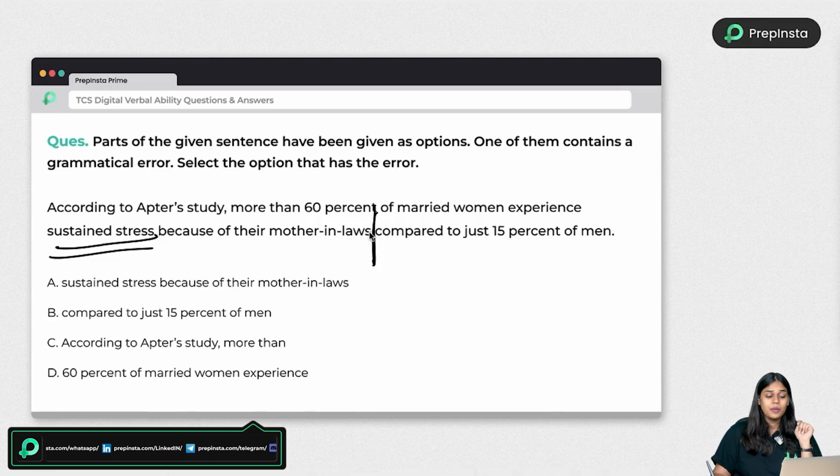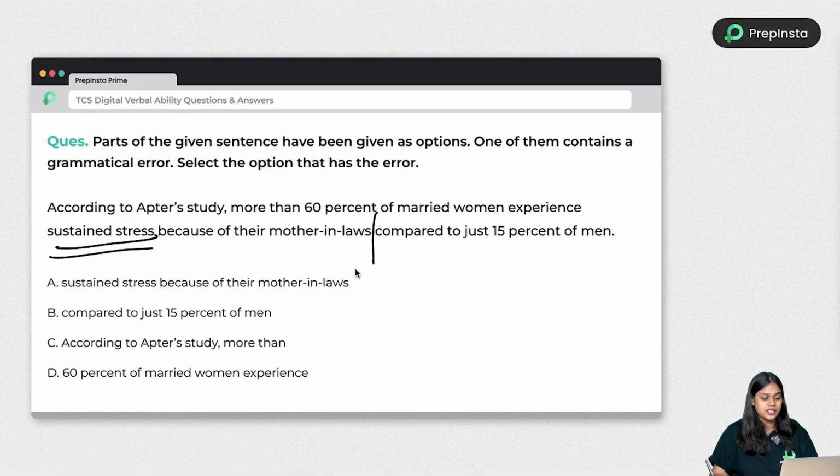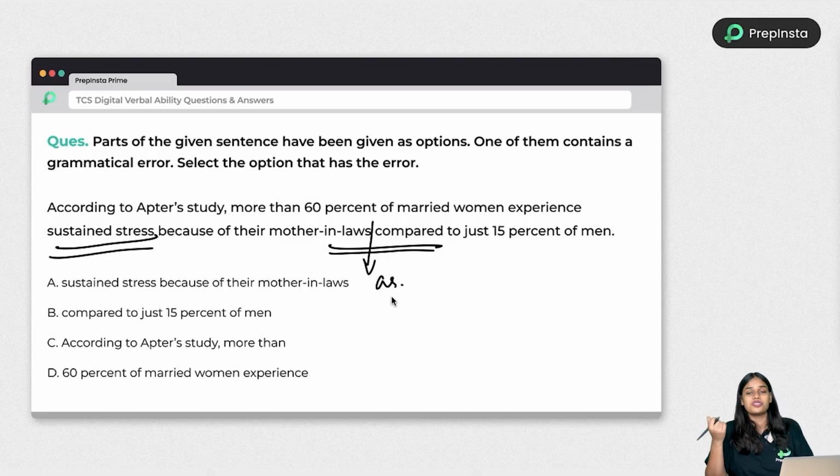That is, they are missing a break over here. When you read it this way, for example, because of their mother-in-laws compared to just 15% of men, that is completely incorrect. Why? Because this sentence has no break or pause in between. You can give a pause in two ways. Either you can just add a comma over here, right? So that it makes two different clauses. Or you can use the term as compared to just 15% of men. Alright? Either can be correct.